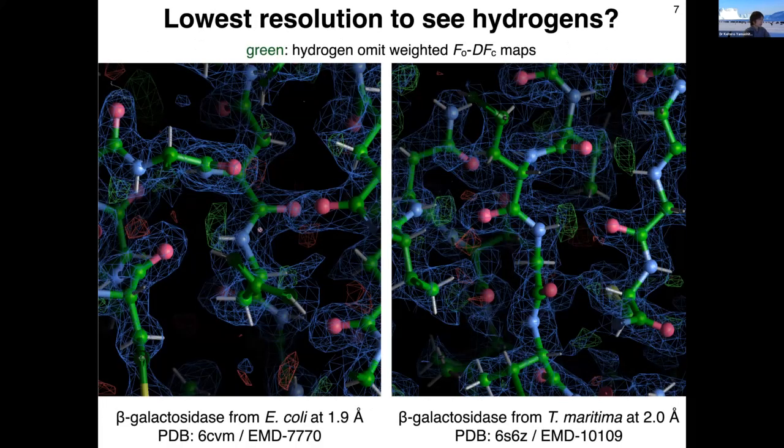So you may want to ask, what is the lowest resolution to see hydrogens in EM? I don't know the answer, but as far as I looked at some EMDB entries, in the Fo-Fc map there was some very likely hydrogen density, even at 1.9 or 2.0 angstrom resolution. So you may have a chance to see hydrogen around 2 angstrom resolution, in a very well ordered region, but it should depend.